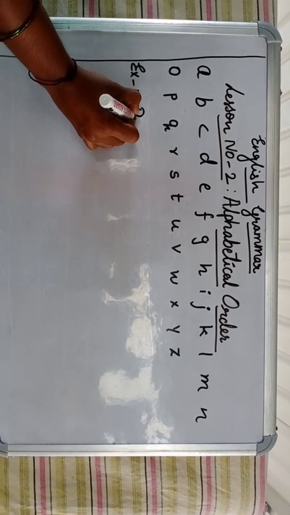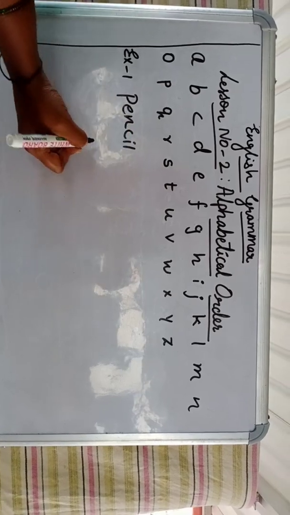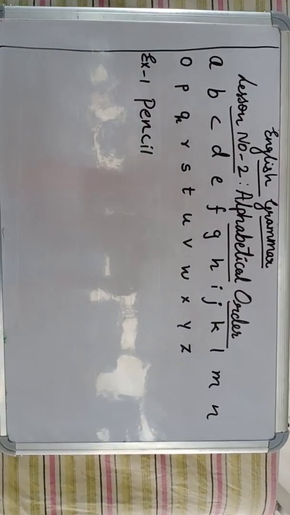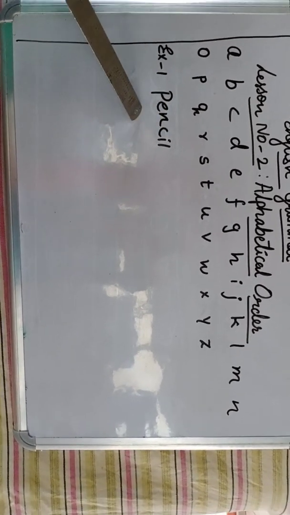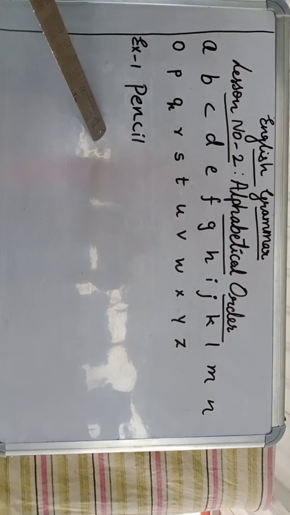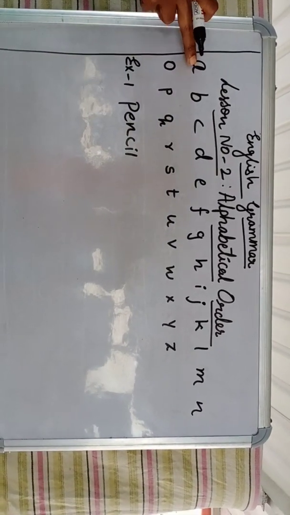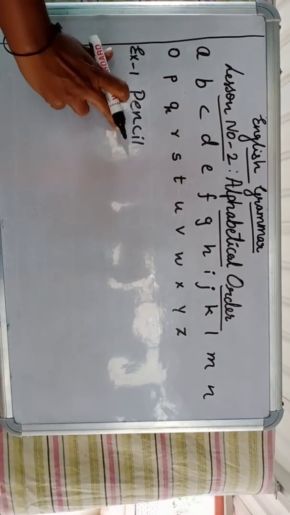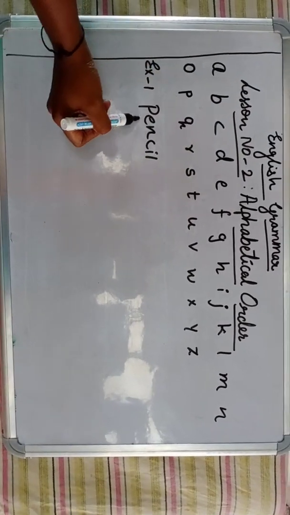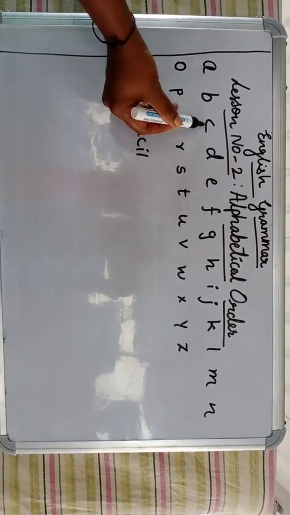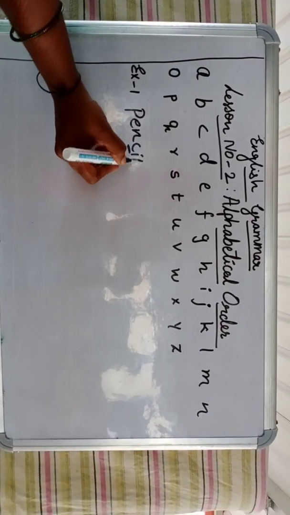pencil. P-E-N-C-I-L, pencil. So here in this word you have to search the letters and rearrange the alphabets in order. So first letter is, what is A? Is A there in this word? No. So next go for B. Is B there? No. Next is C. Is C there? Yes. So this is the first letter.